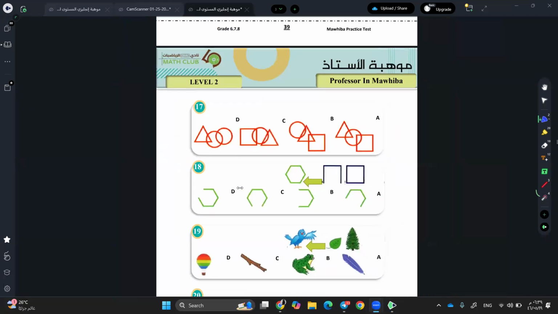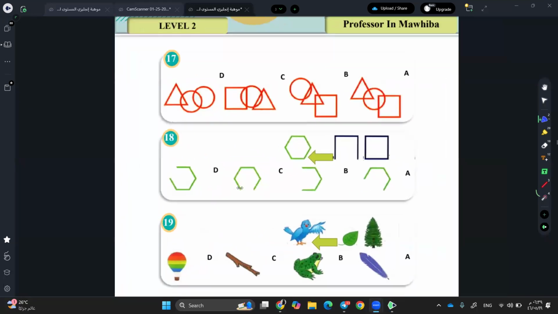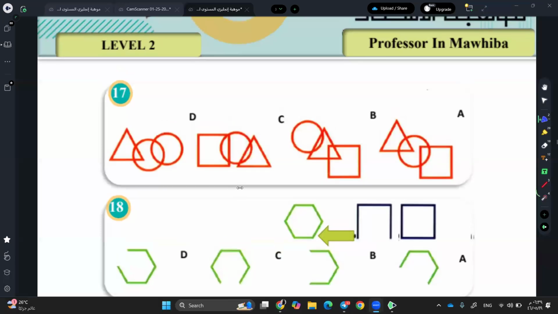Okay, let's move to, okay, this is the last page of shape, and I will give you a break. I think you're already tired, so I will give you a 5 minutes break, okay? Okay, yalla. Jenna, question number 17.